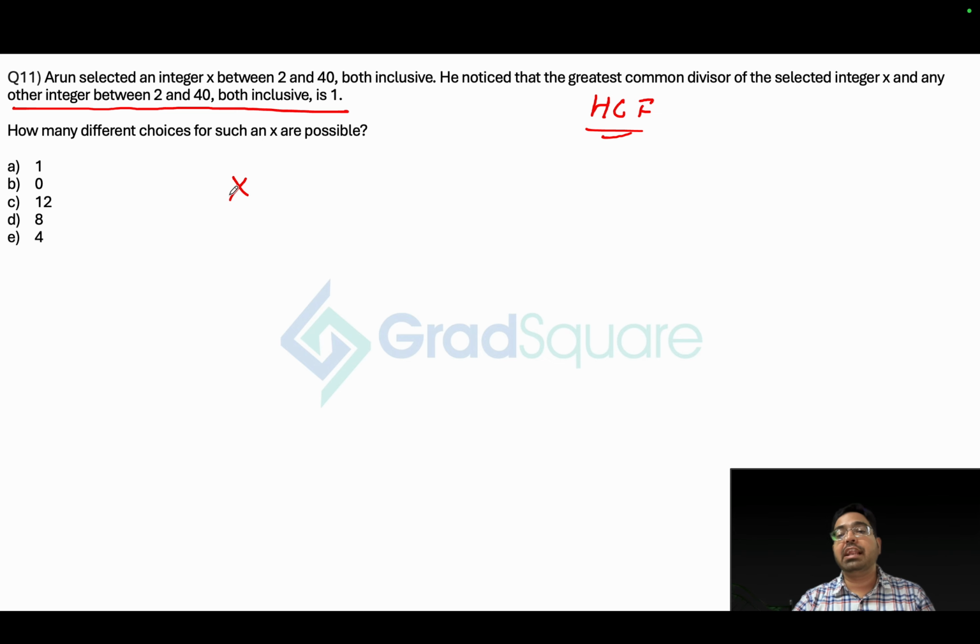Now look at any prime number beyond 20, and you will realize no other number between 2 to 40 will have any factor common with those numbers, and hence this question is primarily talking about finding out the number of prime numbers more than 19 in the list of the numbers from 2 to 40.